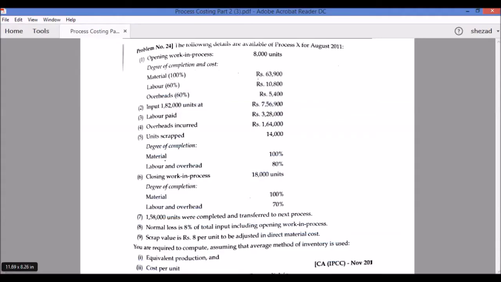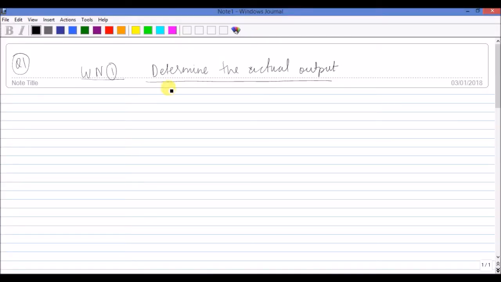So first, this will be our last lecture on process costing. So working note 1 will be to determine the actual output, and it is similar to what I have done in the process costing part 1. So the opening work in progress is 8000 units. Okay, so we have an opening work in progress which is 8000 units.